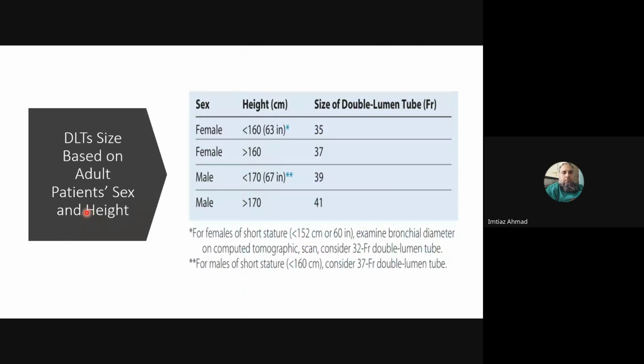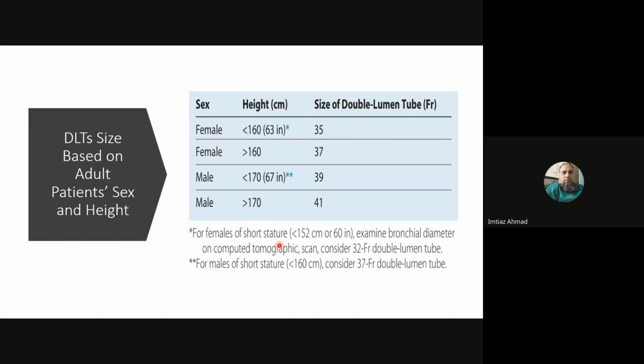Now, about calculation of the size of the double lumen tube, it can be based on sex and height. For example, for females less than 160 centimeters, a 35 French double lumen tube will be used, and for females more than 160 centimeters, a 37 size double lumen tube can be used. In males less than 170 centimeters, a 39 French tube can be used, and for males more than 170 centimeters, a 41 French size double lumen tube can be used.